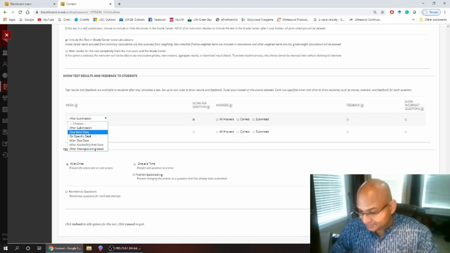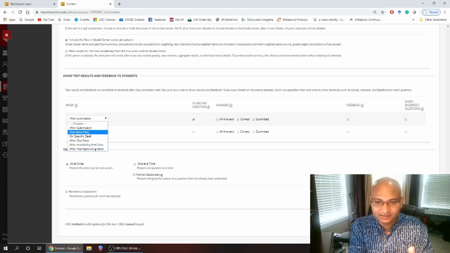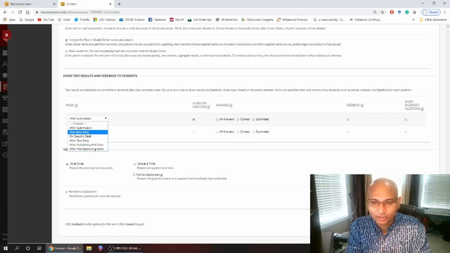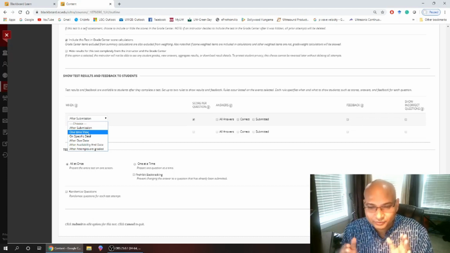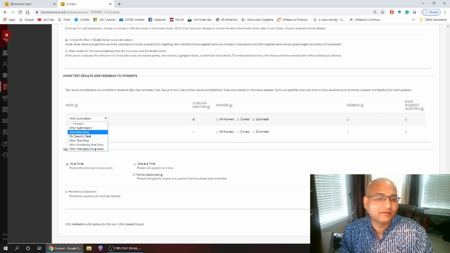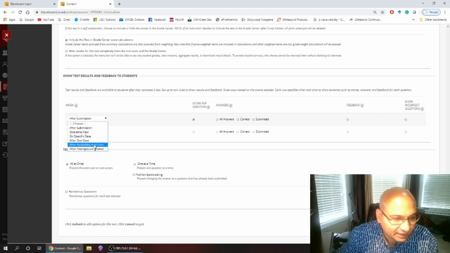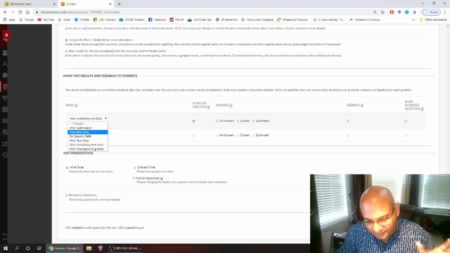Now, in this format, we are running the exam for 48 hours, and anyone can take it within the 30-minute period. So one student can take the exam on the first day, and he has all the options to tell the answers to their friends in the next 24 hours. In order to prevent that, instead of showing the results right away, you can show them after the due date, or after the availability end date, or you can show them immediately if you do not think that telling the right answer to the students will help or not.